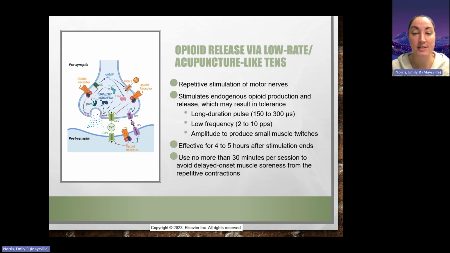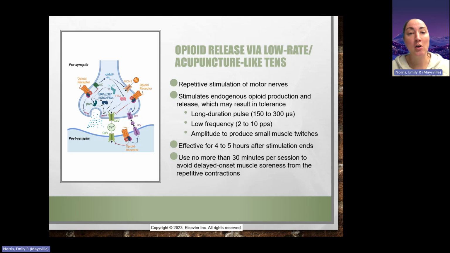300 microseconds, a lower frequency between 2 to 10 pulses per second, and a high enough amplitude in order to produce a muscle twitch. The good thing about this type of TENS is that it is typically effective for 4 to 5 hours after the stimulation ends. But you do not use this type for more than 30 minutes at a time because it can create delayed onset muscle soreness. So if you want that acupuncture-like TENS, then you would need to turn this same type of stimulation up high enough to be painful.